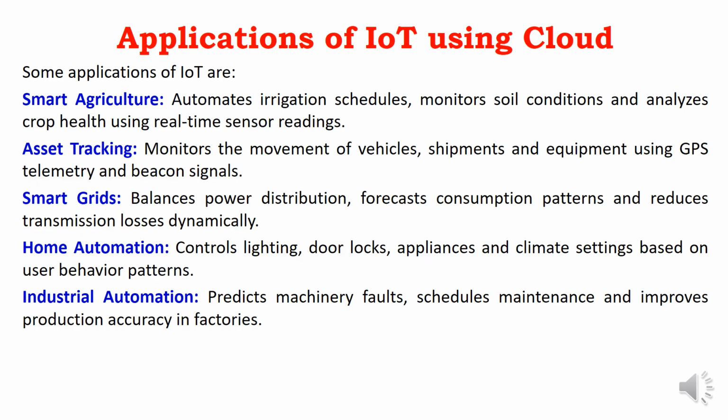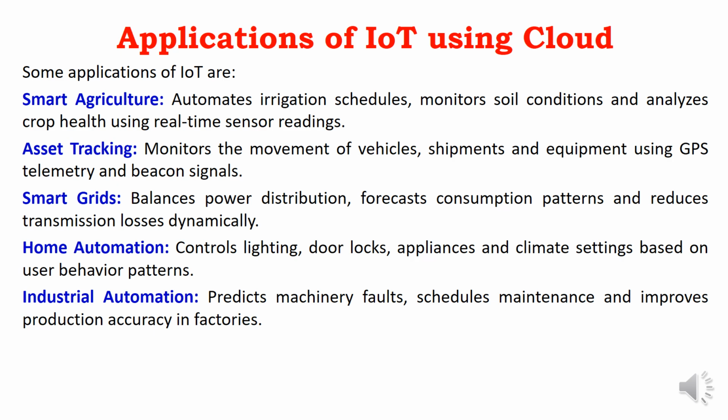Applications of IoT using cloud. Some applications of IoT are smart agriculture, asset tracking, smart grids, home automation, industrial automation. Let me explain one by one. Smart agriculture automates irrigation schedules, monitors soil conditions, and analyzes crop health using real-time sensor readings.